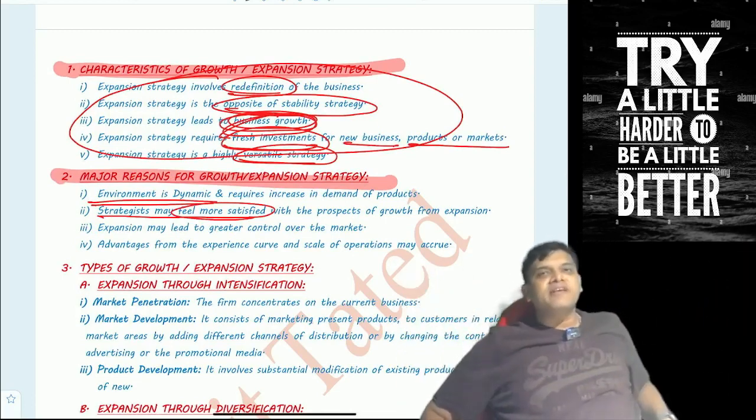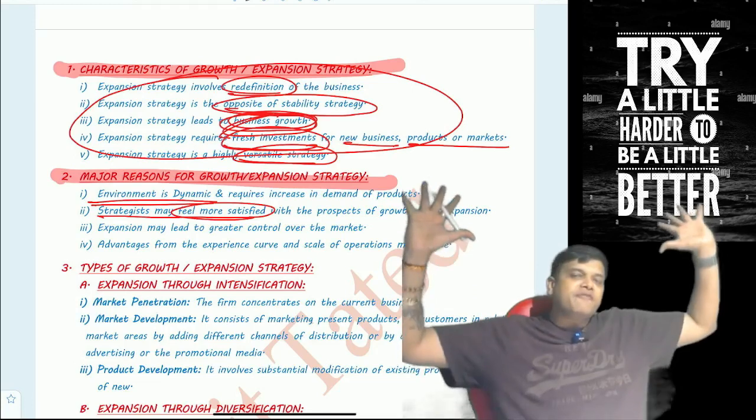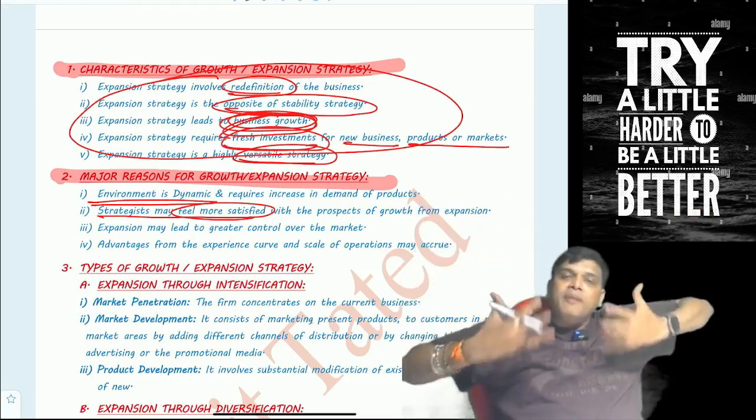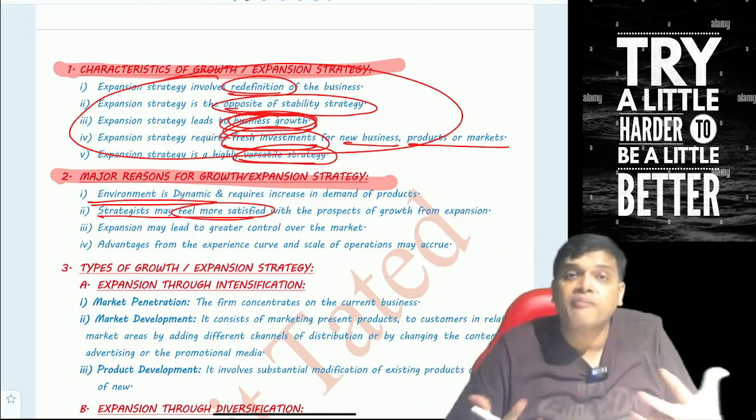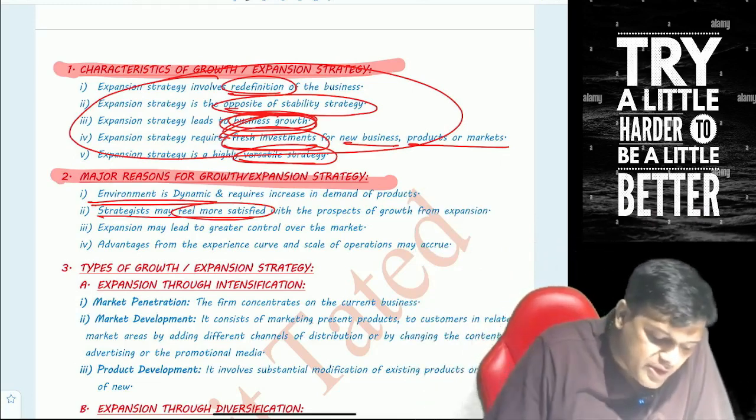Imagine I am having a stability approach, no more growth, no performance. It is not a pride for me that I am having a stability strategy. Expansion strategy is a pride for me. It is giving me pride. That is something you need to understand.